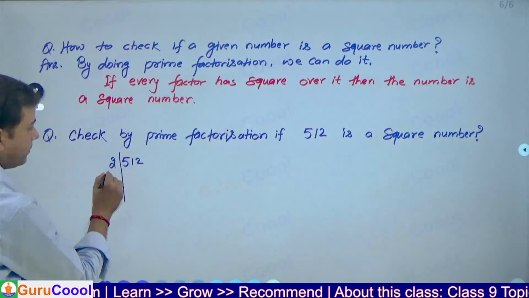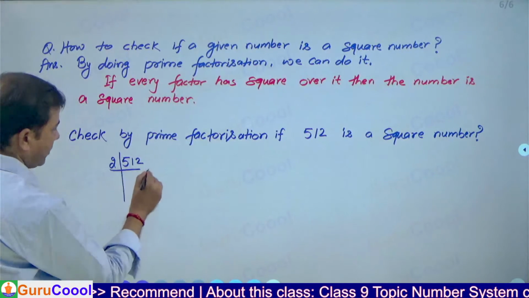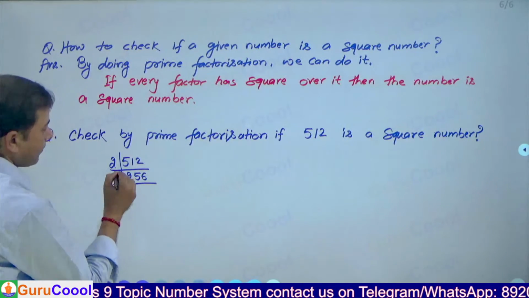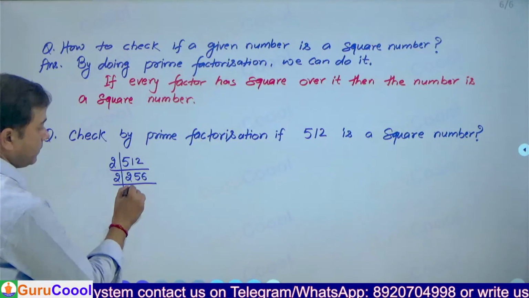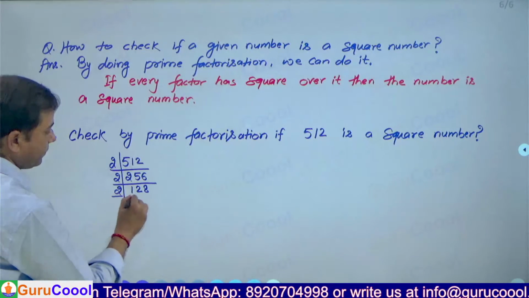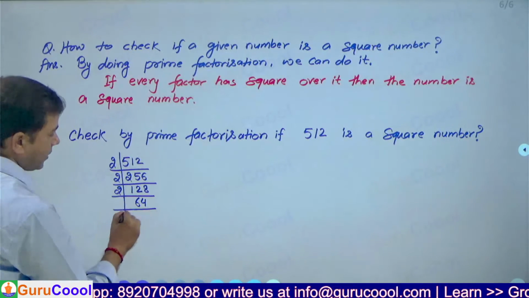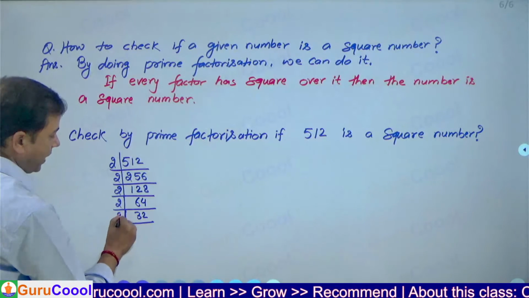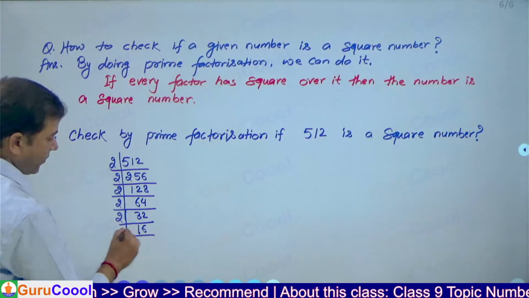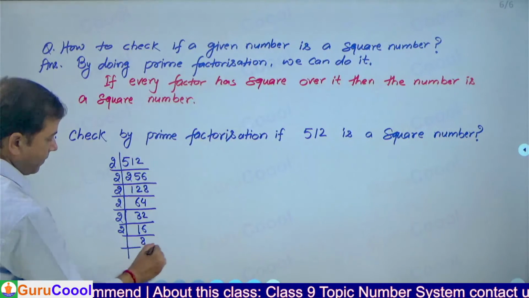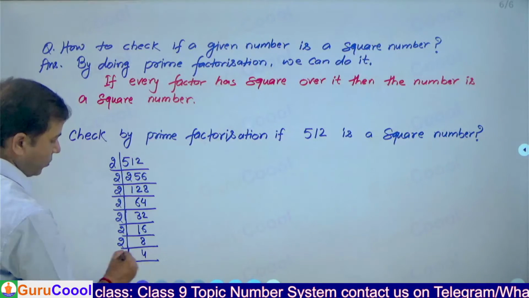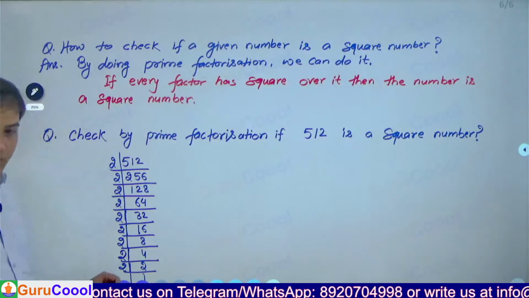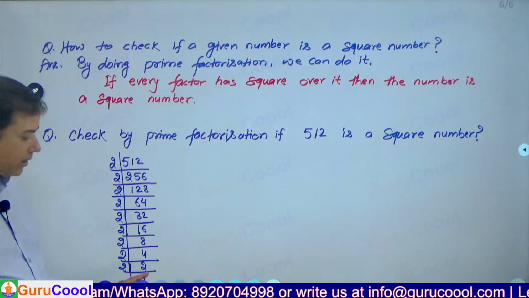First, let us divide by 2. 256, right? Again by 2, 128, again by 2, 64, again by 2, 32, again by 2, 16, again by 2, 8, again by 2, 4, by 2 again, 2 2s are 4, and at last by 2, 2 1s are 2. So you stop when 1 comes at the bottom.